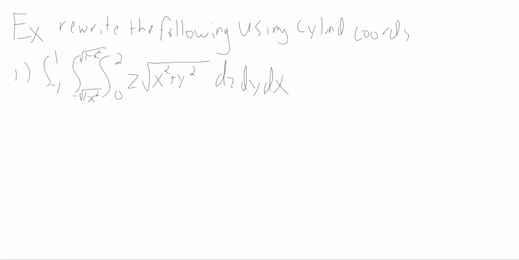Okay, so finding the bounds for z in cylindrical is really easy. You're given the bounds: z goes from 0 to 2. You're just going to change those to cylindrical. So every time you see an x, you replace it with r cos theta. Wherever you see y, you replace it with r sine theta. Well, there's nothing to do there. So that's easy. For x and y, you're going to want to draw a picture in the xy plane.